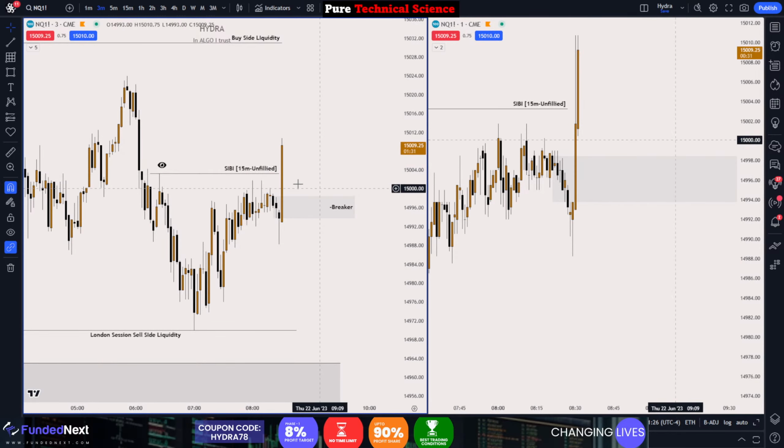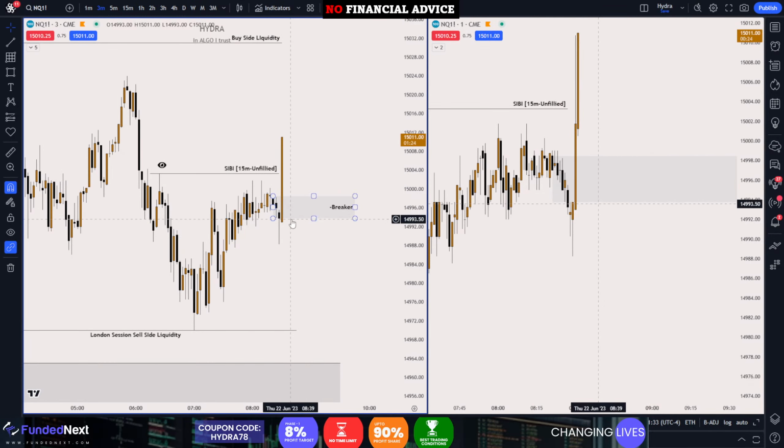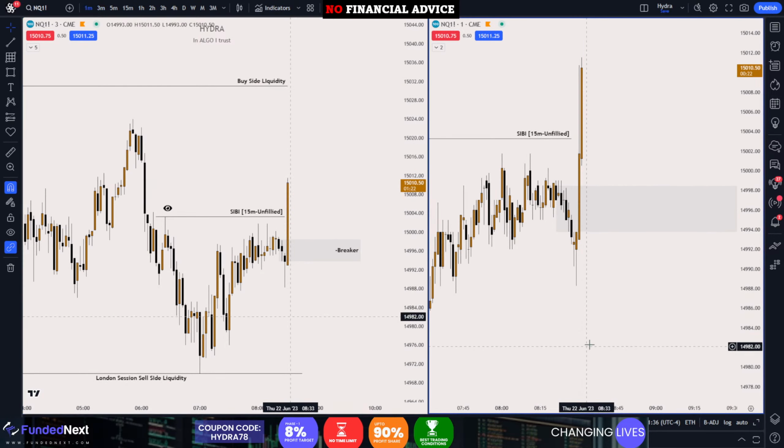Don't take my word for it, and don't push the button here. You should not be doing it. So if you're thinking about pushing the button here or below this breaker, no, don't do it.